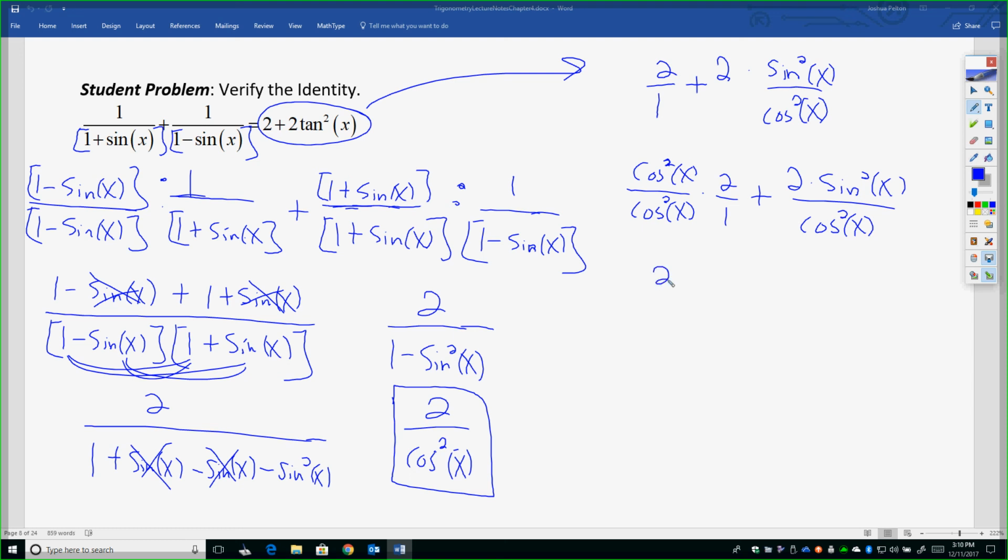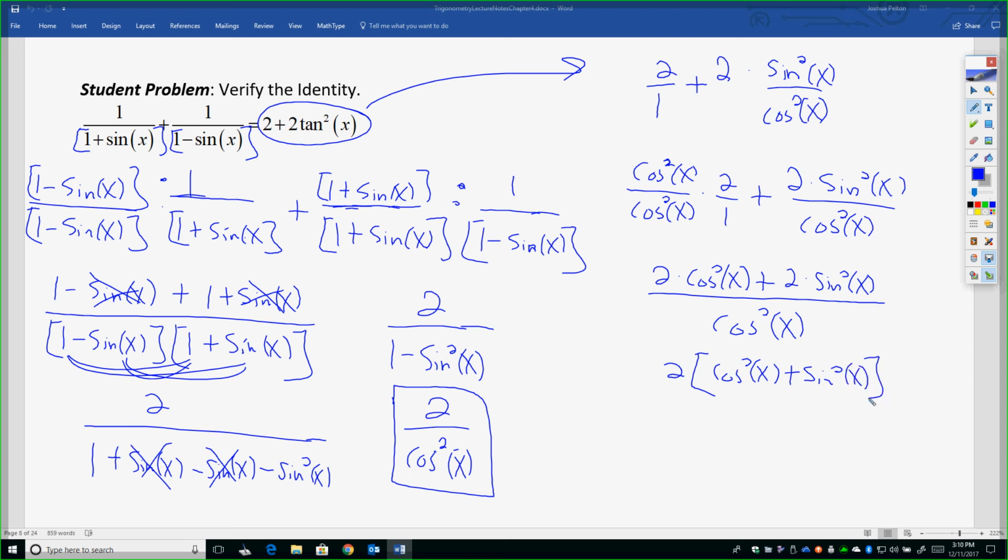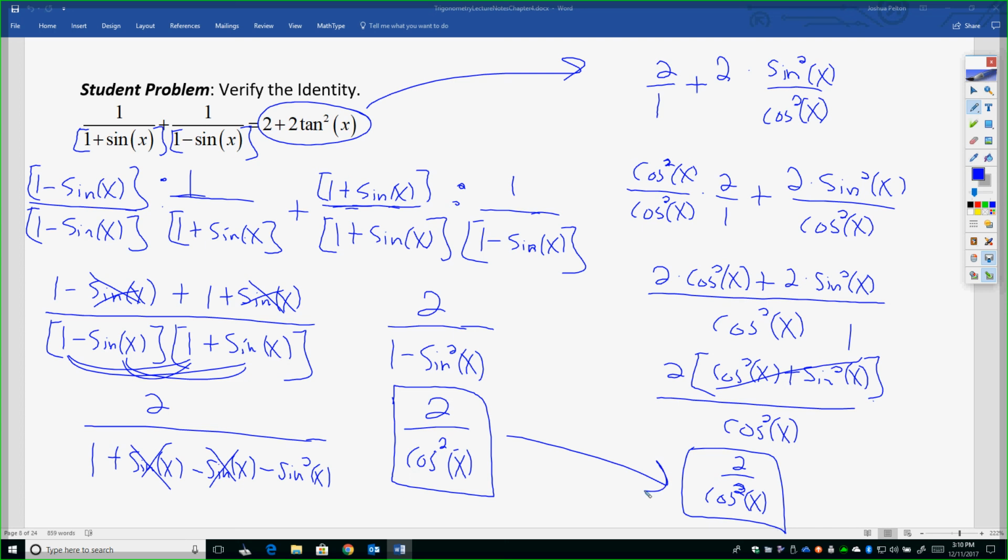We get 2 times cosine squared plus 2 times sine squared all over the common denominator of cosine squared. We can factor out a 2, leaving us with cosine squared plus sine squared all over cosine squared. And we know using the Pythagorean identity that cosine squared plus sine squared is a 1. So that leaves me with 2 over cosine squared, which happens to match what I had on the other side. Okay, that is the end of part 2.